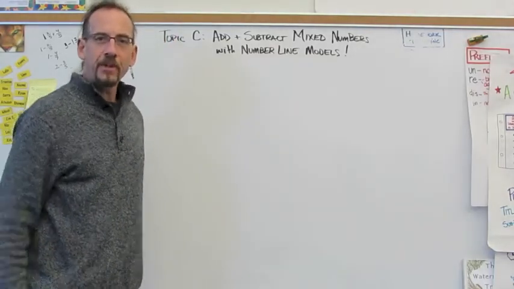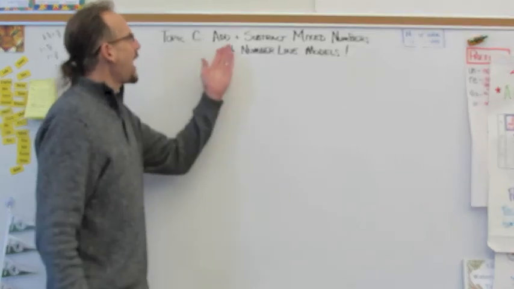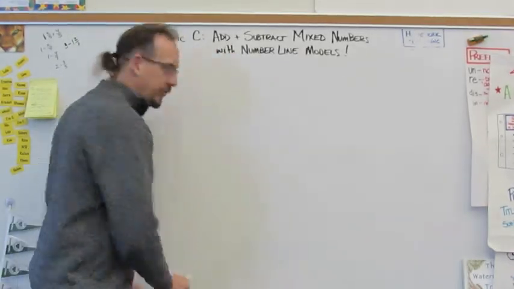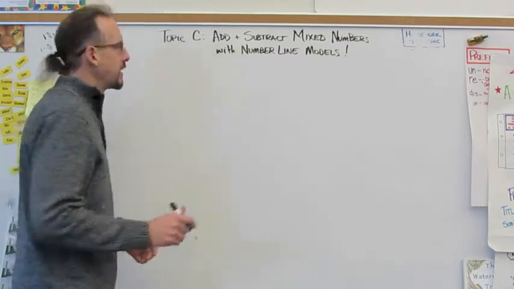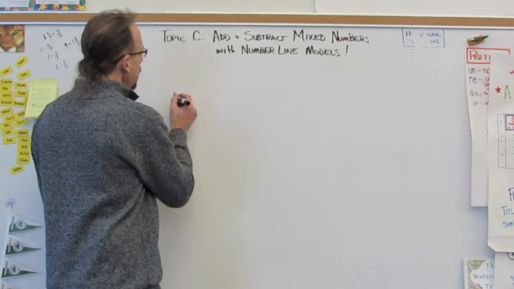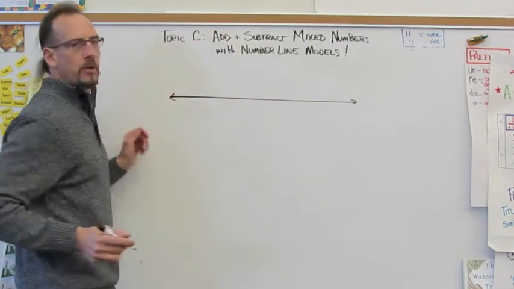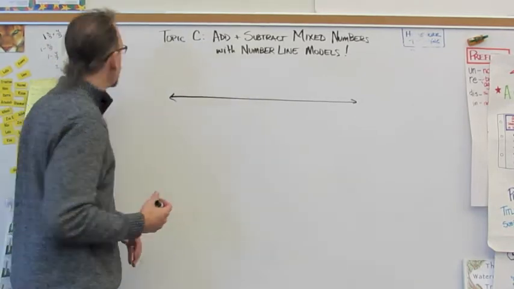Okay, welcome to topic C. If you've made it this far, we are now going to add and subtract mixed numbers with number line models. It's very exciting. Number lines are very powerful tools for kids to help them understand things like this. So of course we're going to start with a number line, and we're going to go back to what we learned about decomposing and recomposing numbers to help us really understand this.